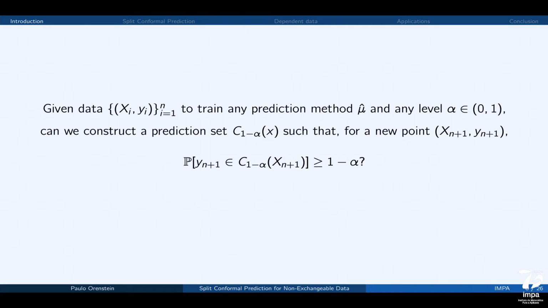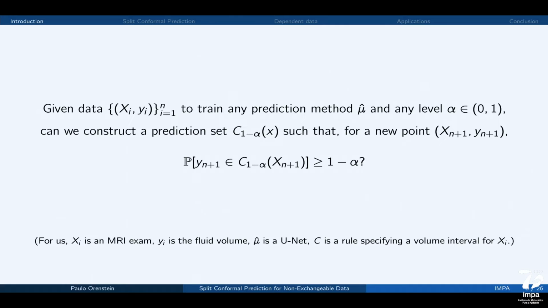So in our example, what does this mean? Well, in our example, xi is an MRI exam. Yi is the fluid volume that I want to predict. Mu hat is this UNet. And C, what I'm interested in, is this rule that will specify a volume interval, that is, the interval for the volume, given this MRI exam xi. Okay? And I want to do this with this really nice probabilistic guarantee. Okay, so this is the problem that we're trying to solve.